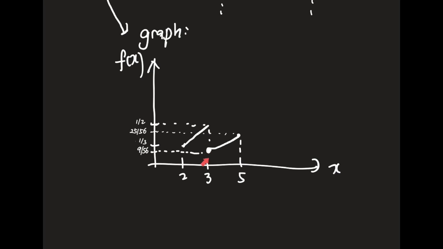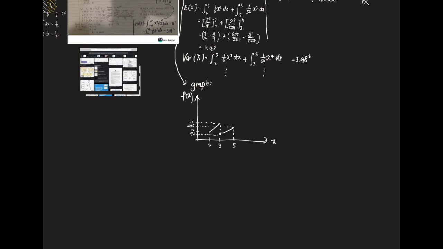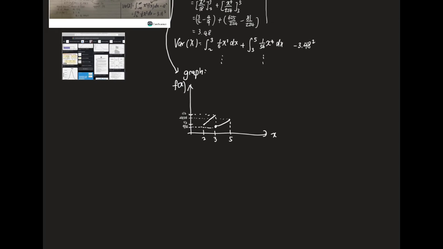The mode is 3. We can't even use differentiation because they don't show the maximum point like the normal situation. So we can see the maximum point from here. So mode is 3.